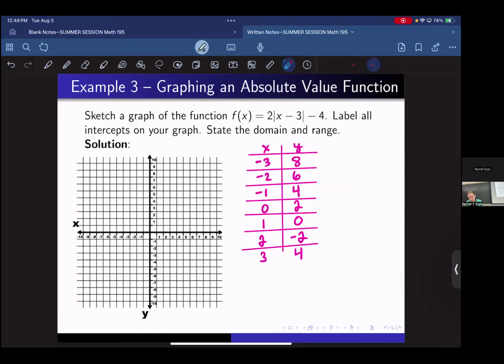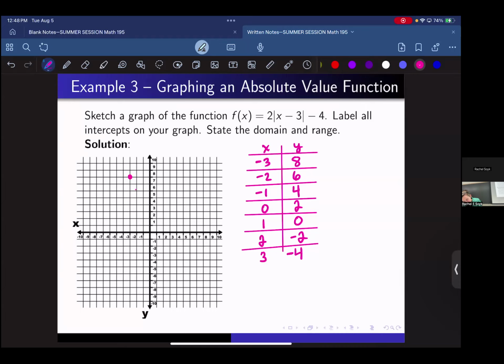Did I do the math right for this one? Let's see. Yeah, I did too. Okay, cool. Right, let's plot this. -3, 8. Oh, only like 3 is it? Yeah, thank you. I was like, something doesn't look right. Okay, so -3, +8. Here.